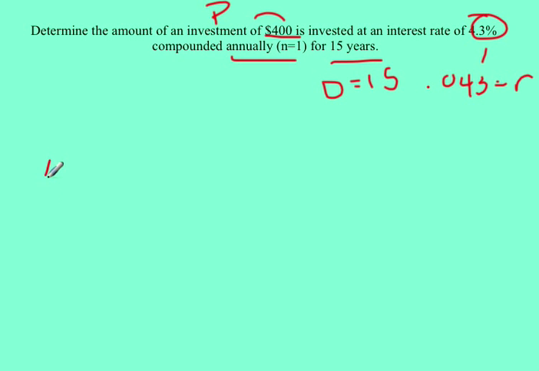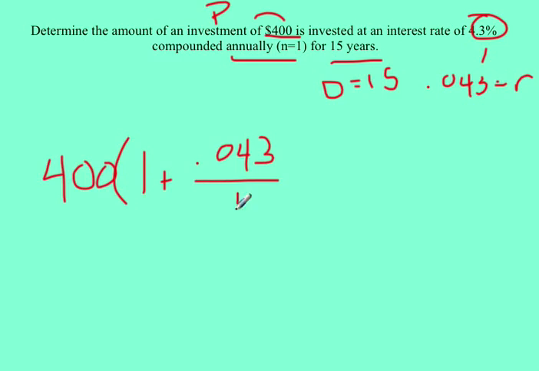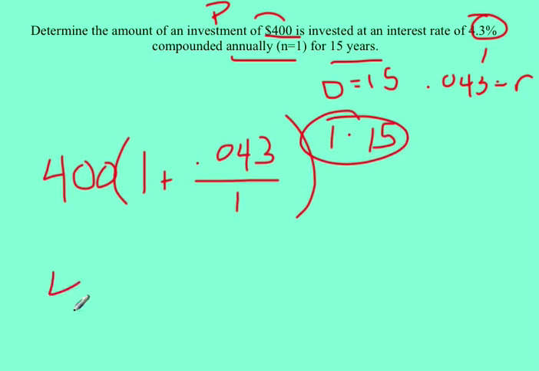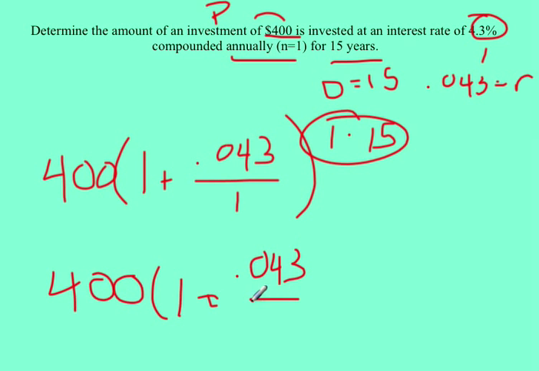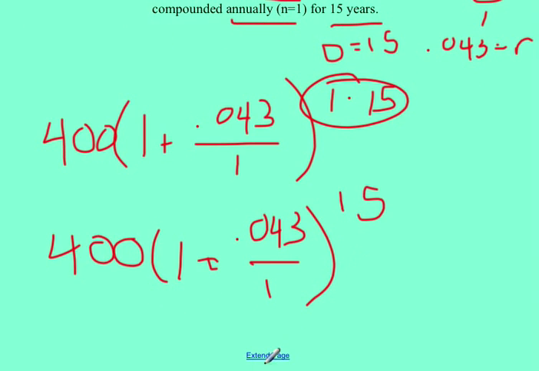Let's go ahead and plug that in. So we're starting with 400, and then I have 1 plus 0.043. Then I'm going to divide that by the number of times per year, which is 1, and raise that to the number of times per year times the number of years. So now I need to multiply those out. So I get 400 times 1 plus 0.043, and all I'm going to do is multiply out that exponent to give me 15. So now I can punch that in my calculator.